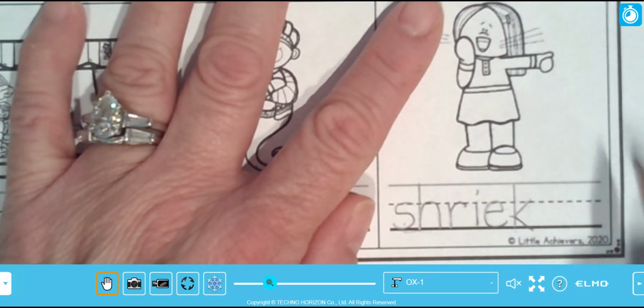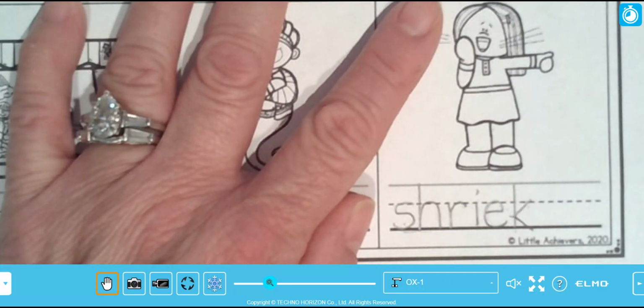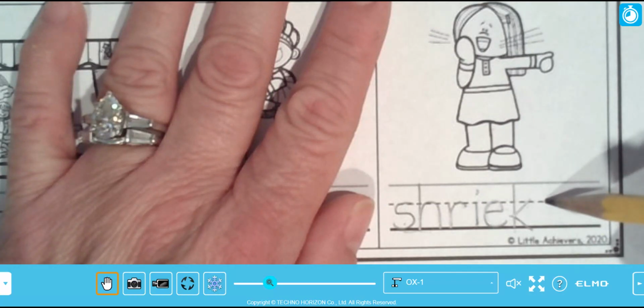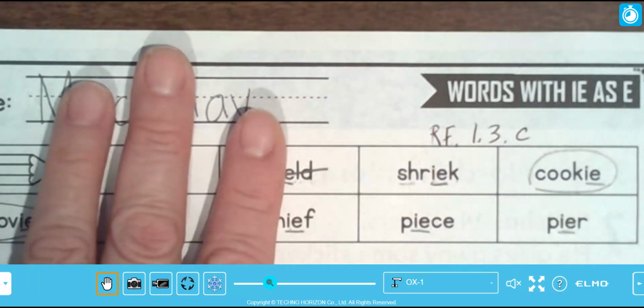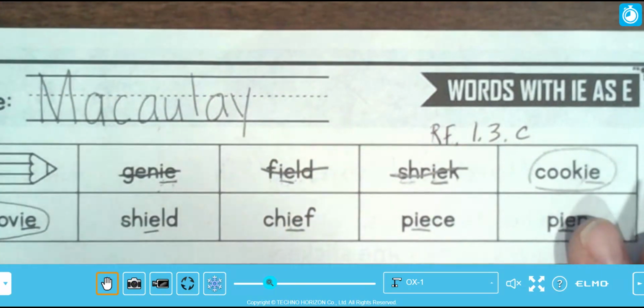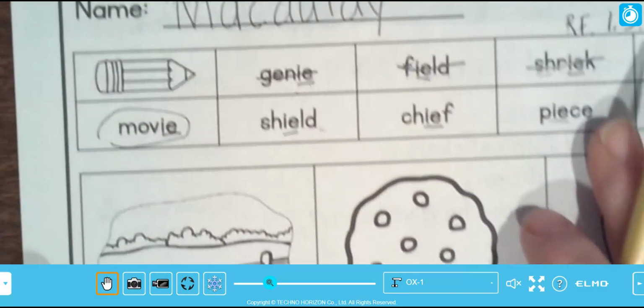So the girl began to shriek when she saw the car coming towards her. Shriek. Okay, hopefully you finished writing the word shriek, and if you didn't, just pause the video so you can write it. I'm going to go up here and I'm going to cross off the word shriek. So this one you're going to read without me. And this one you're going to read without me. And this one we're going to read together.